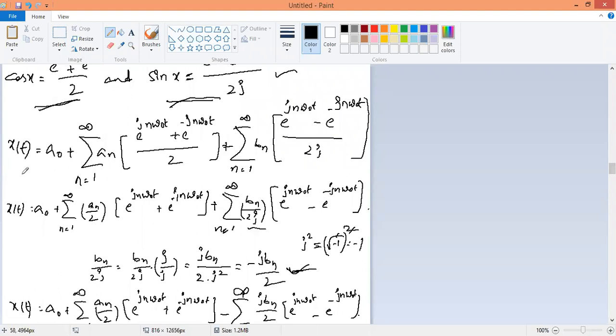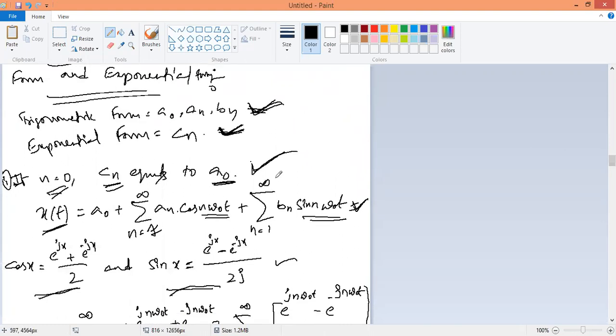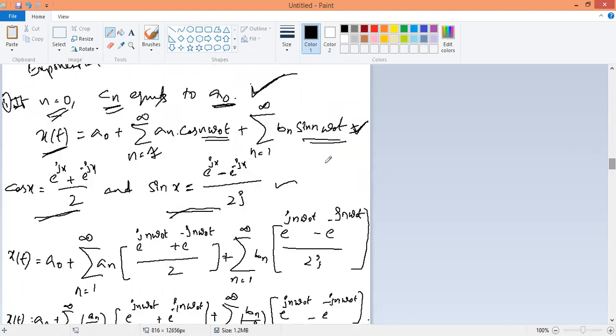The Fourier series of x of t in trigonometric form is a naught plus sigma n equal 1 to infinity an into (e power j n omega naught t plus e power minus j n omega naught t) by 2 plus sigma n equal 1 to infinity bn sin n omega naught t. Here we are writing the cos term in terms of complex exponentials, and the sin value also in terms of complex exponential.